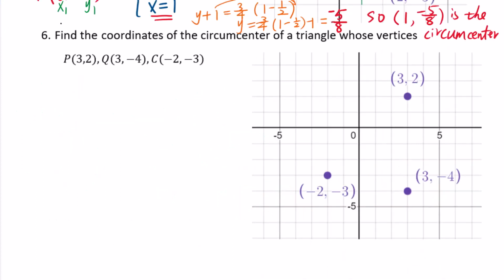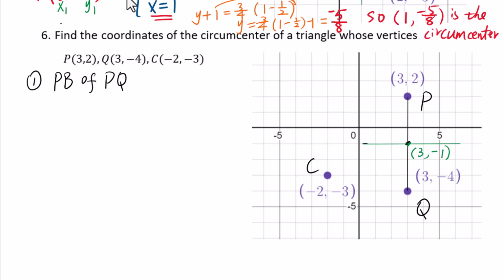Let's go to 6. Find the coordinates of the circumcenter of a triangle whose vertices are P, Q, C. Let's label P, Q, C. From this diagram, we could say PQ is a vertical segment. It's easy for us to figure out the perpendicular bisector of PQ. Midpoint is 3, -1. The perpendicular bisector of PQ is y equals -1.